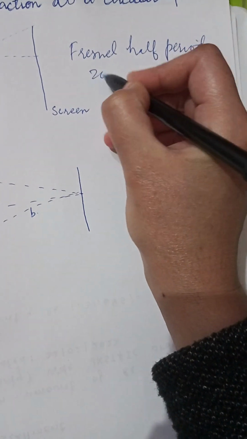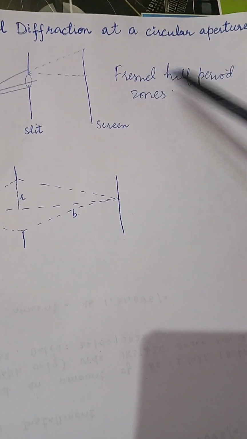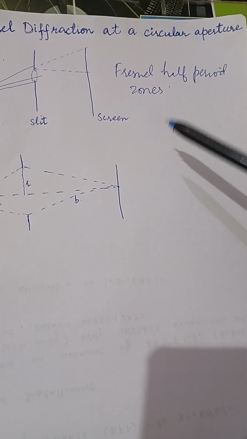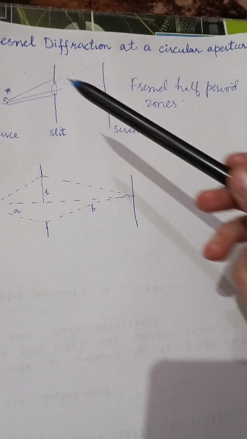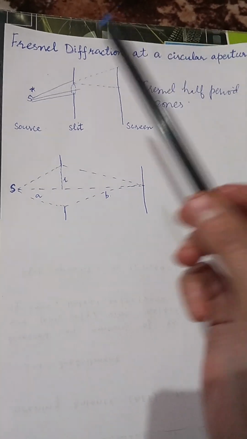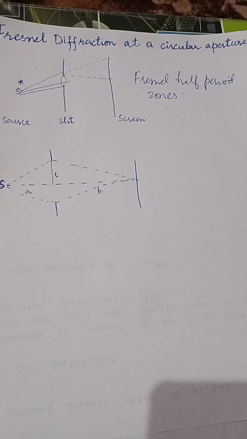You should first go through that video in a detailed manner and try to understand what Fresnel half period zones are and how we obtain the maxima and minima pattern of the diffraction using this Fresnel method. Once you have done that, then you can go through this topic called Fresnel diffraction at a circular aperture.